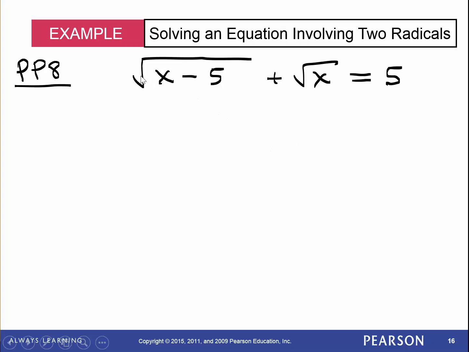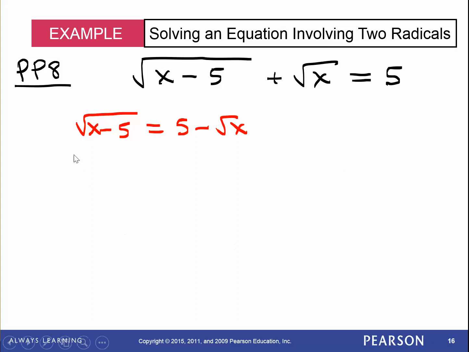Okay, so practice problem number 8. What do we do when we have two radicals at the same time? We have to isolate one of the radicals. Just one, it doesn't matter which one. I can either move this guy over, leaving the square root of x by itself, or I can move this one over, leaving us with the x minus 5 by itself. Your choice. What I'm going to do is move the square root of x over to the other side. So subtract square root of x, and that means we have the minus root x by itself here.